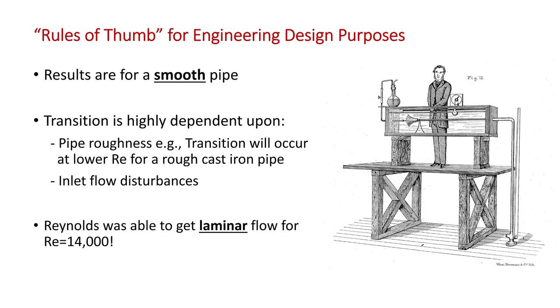Osborne Reynolds allowed his tank to settle overnight and was able to get laminar flow up to a Reynolds number of as high as 14,000. Other researchers taking extreme care to avoid inlet flow disturbances have pushed this number to 20,000 for laminar flow. So I hope you can see how a Reynolds number of 2300 is just a guideline for typical flow conditions.